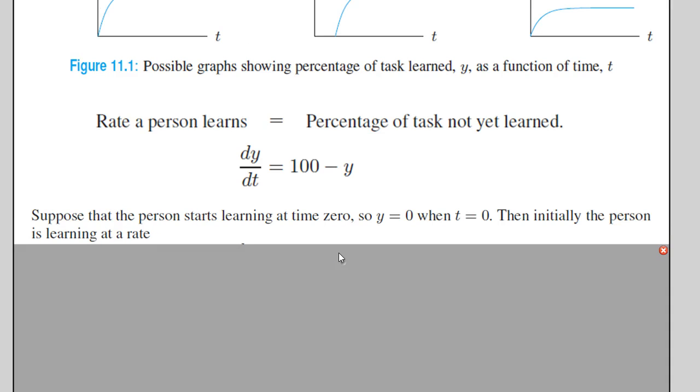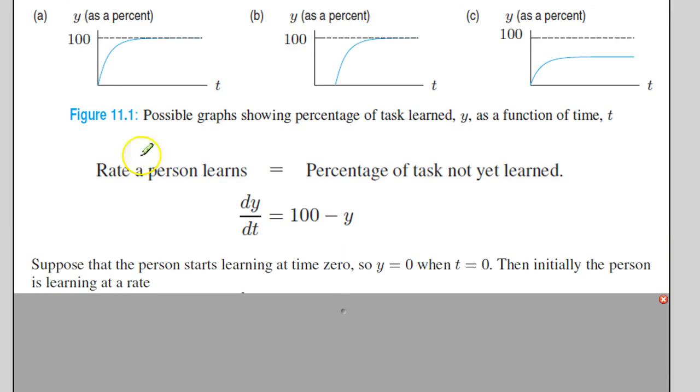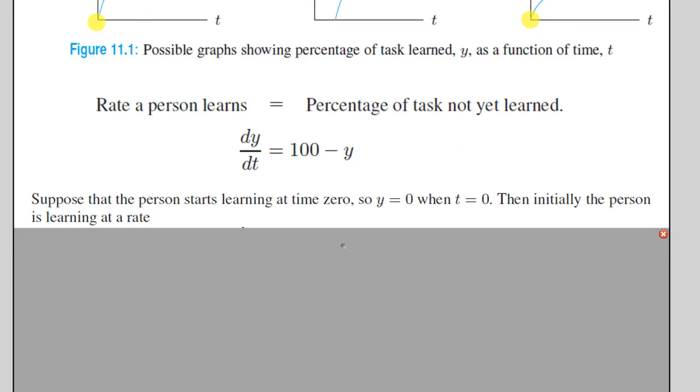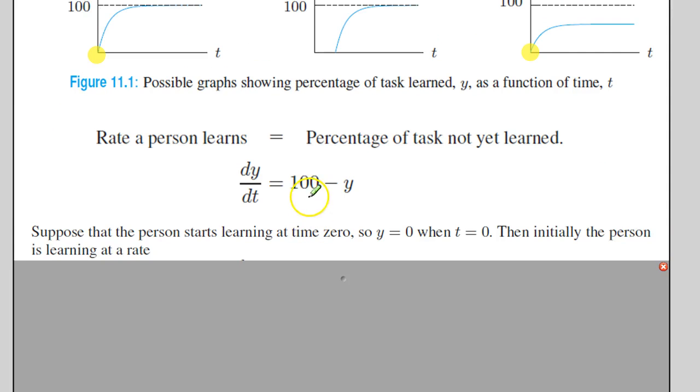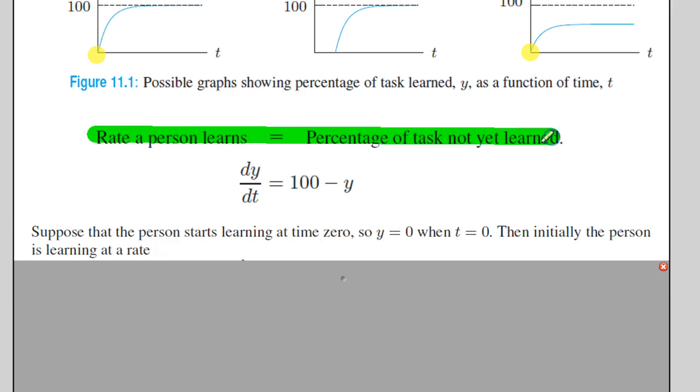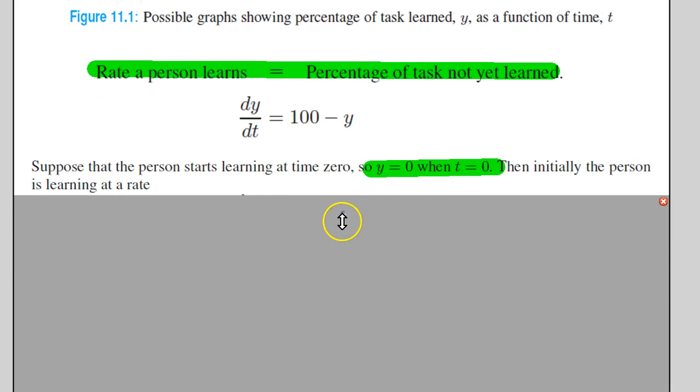Suppose that the person starts learning at a time of 0. So when t is equal to 0, y is equal to 0. This situation represents that. This situation doesn't, because when t is equal to 0, y is not equal to 0. This one does. So that's another supposition. We have two suppositions. The first is that the rate a person learns is equal to the percentage of the task not yet learned. The second is that y is equal to 0 when t is equal to 0.